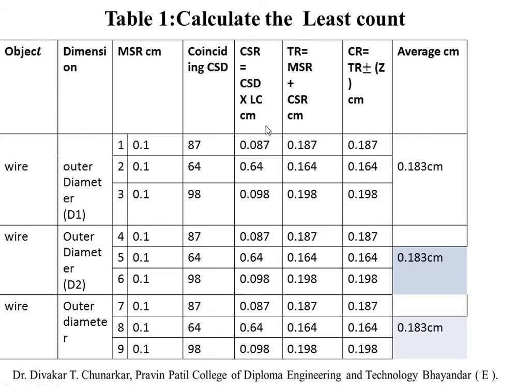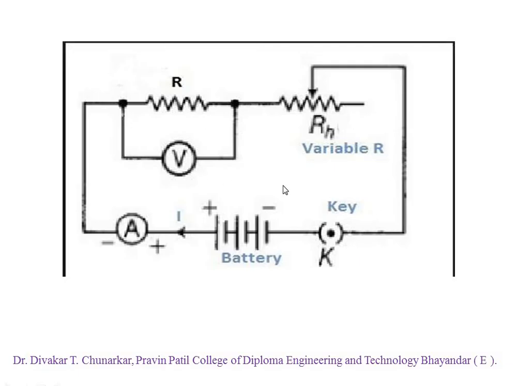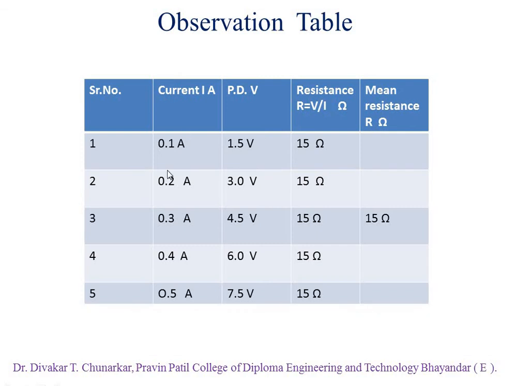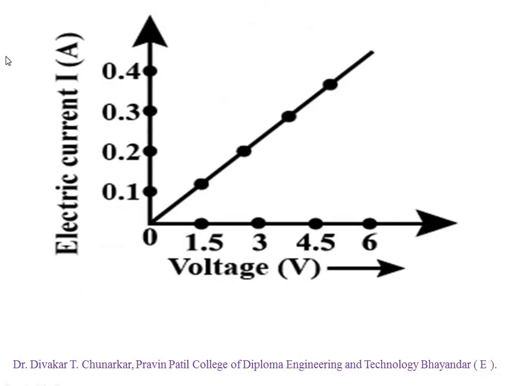So students, in this way we will take the diameter of the wire, and by using this circuit diagram we will take the observations of that circuit. We will take these current and voltage readings, find the third reading with the help of the formula, and the last reading by the mean. Then we have to plot the graph between voltage on the x-axis and electric current along the y-axis.